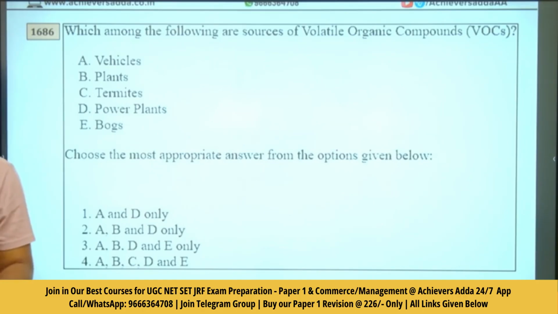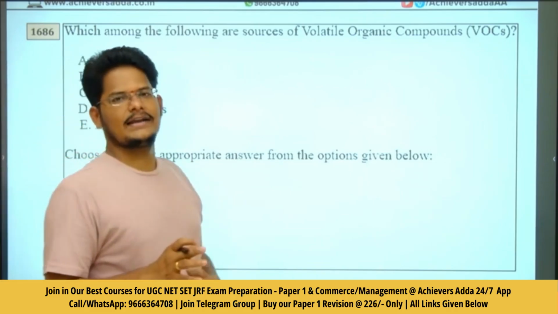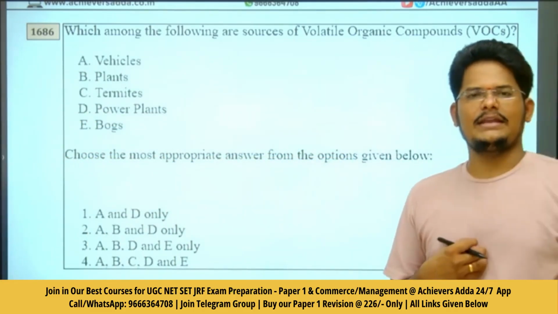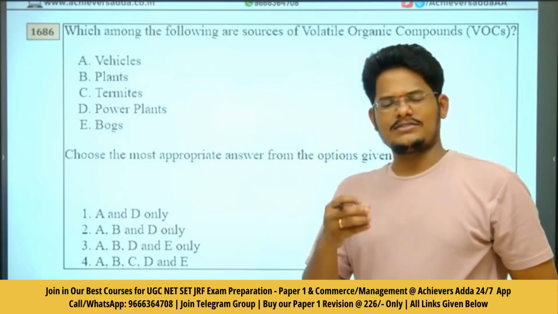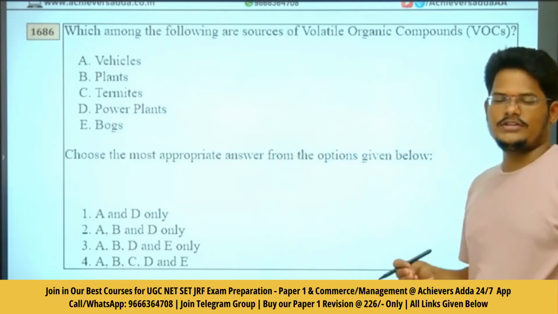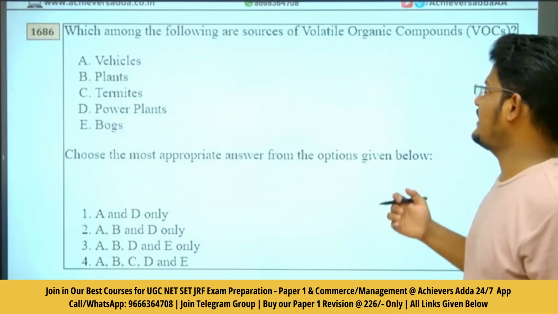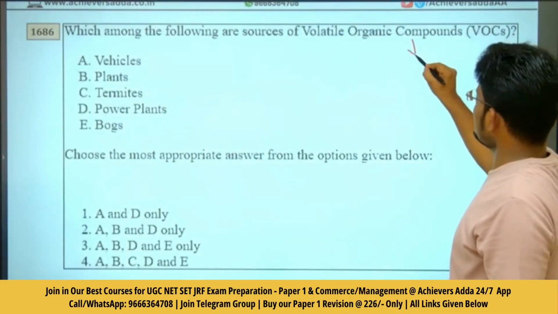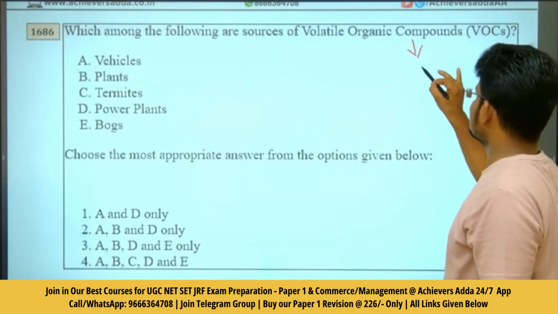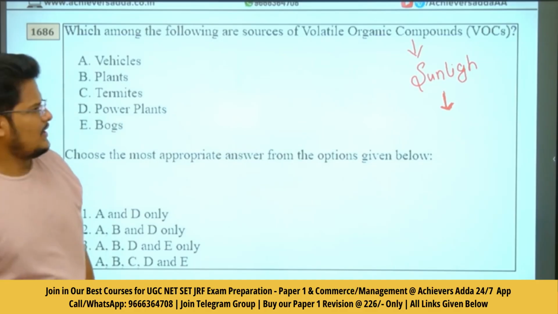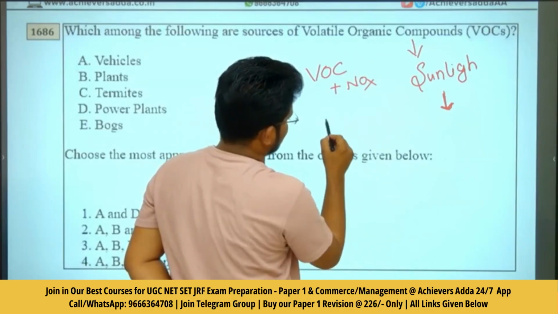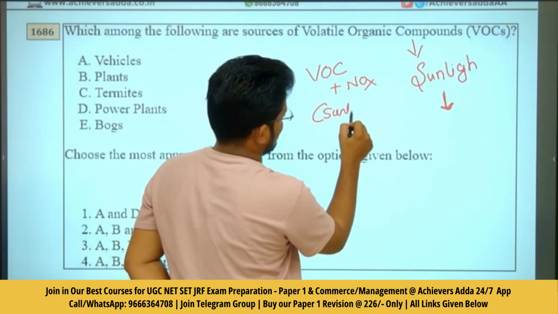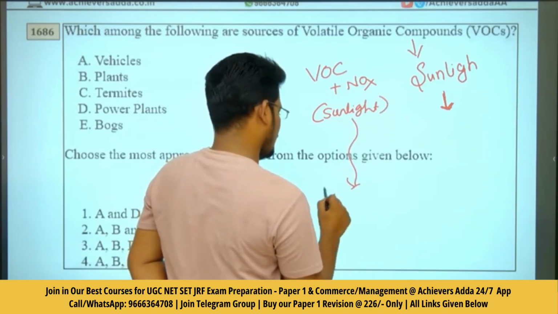Which of the following are the sources of volatile organic compounds? Actually, volatile organic compounds are one of the main air pollutants, and specifically a primary air pollutant. So from where will the source of this pollutant be? Which activity is producing this VOC? When these volatile organic compounds interact with NOx, nitric oxide, in the presence of sunlight, they will form photochemical smog.